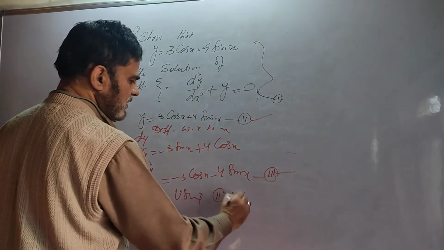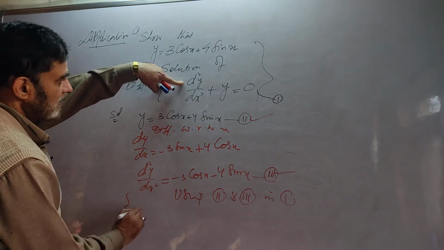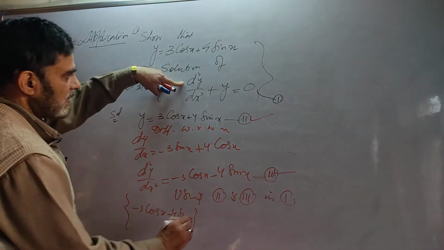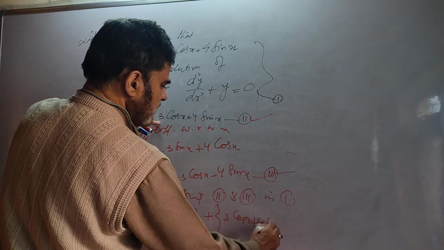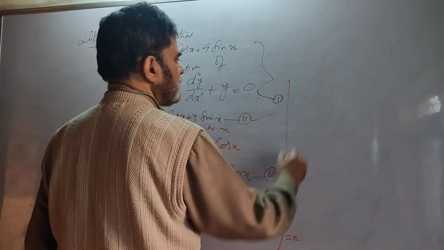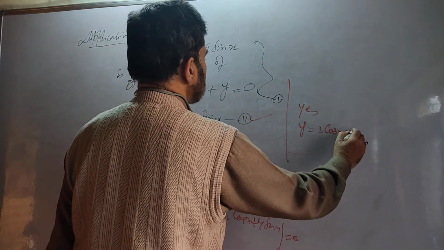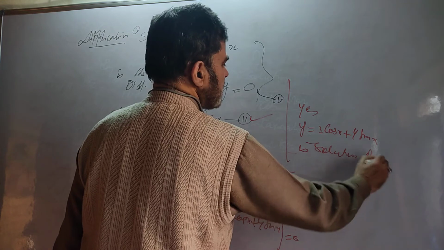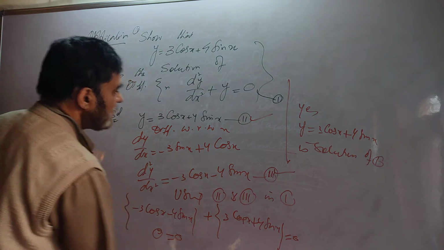Using second and third in first. What is d2y by dx square? It is minus 3 cos x minus 4 sin x. What is y? It is 3 cos x plus 4 sin x, is equal to 0. This is 0 is equal to 0. Yes, this is the solution. Yes, y is equal to 3 cos x plus 4 sin x is the solution of the first equation. And which type of solution is it now? This solution is a particular solution.